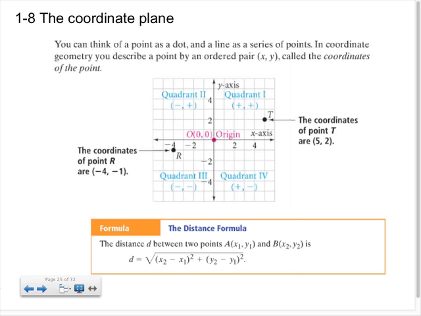This is Chapter 1, Sections 8 and 9 from the textbook. 1.8 should be a bit of a review for some of you. If you've ever learned about the coordinate plane, you know that the coordinate plane is bound by two axes, the vertical axis, also known as the y-axis, and the horizontal axis, or the x-axis.